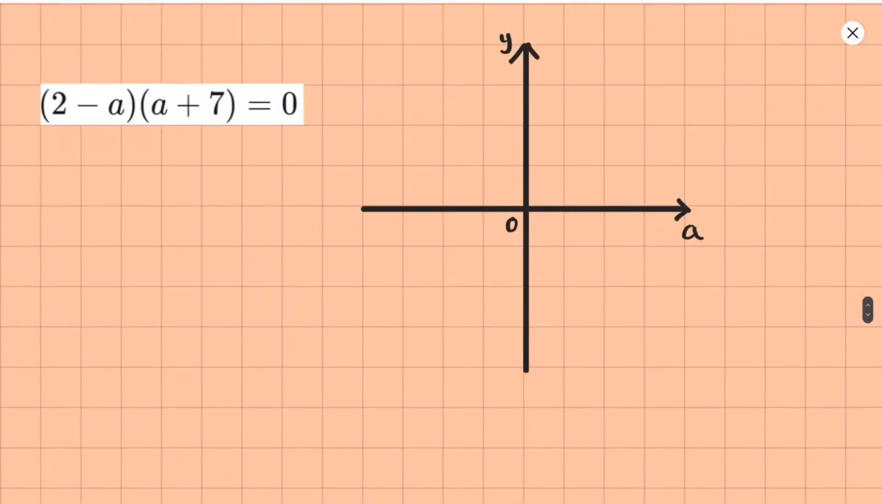Next example. We have the two factors. It's already factorized for us again. We'll set them equal to 0 and rearrange. So we get a equals 2. And the second one equal to 0 and rearrange.